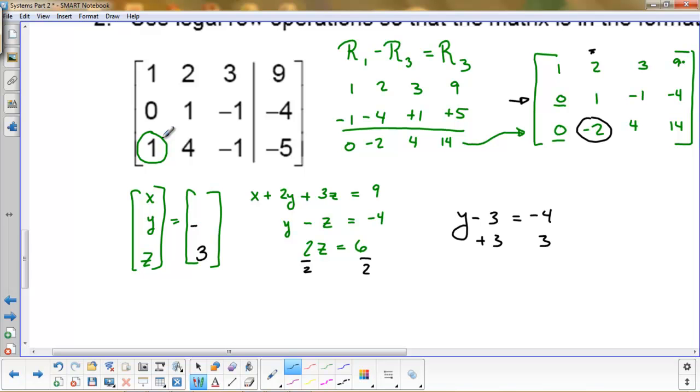I'm going to do y minus 3 equals negative 4, add the 3 to both sides, and that's going to give me negative 1. Then I'm going to do x plus 2 times negative 1 plus 3 times 3 equals 9. So that's going to give me 9 minus 2, which is 7. And that's going to be x plus 7 equals 9. Subtracting 7 from both sides, x equals 2.